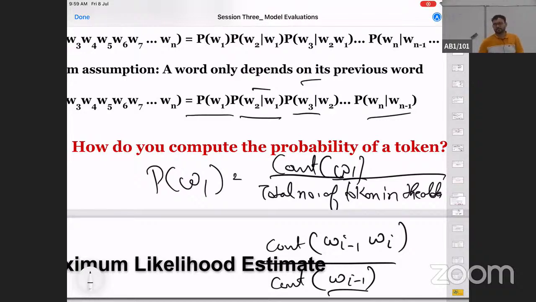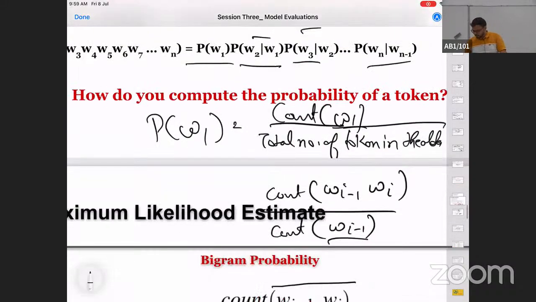Remember the assumption. The assumption is that we are following the bigram assumption. The word is only dependent on its previous word. We can also take a trigram assumption, that the word is dependent on its two previous words, and a quadgram assumption. That is always possible. Any doubts here in computing these values?